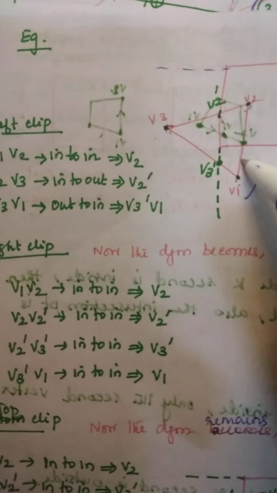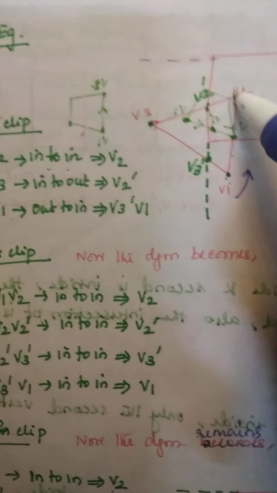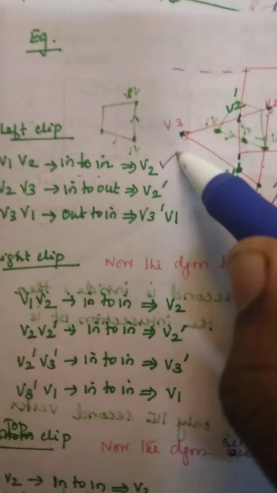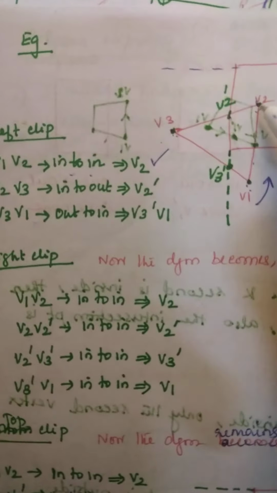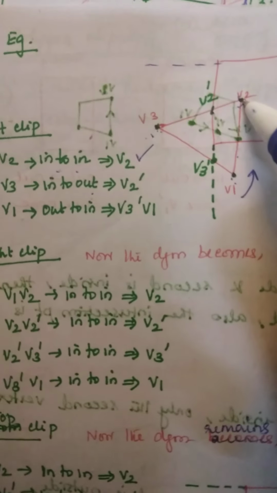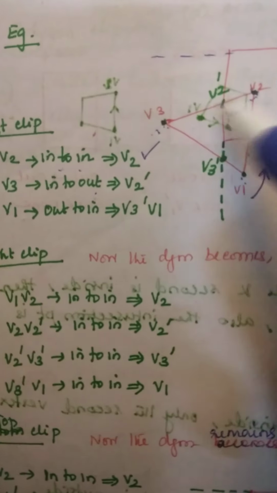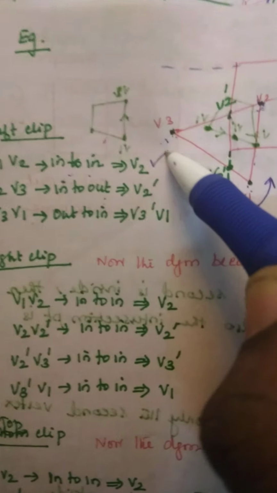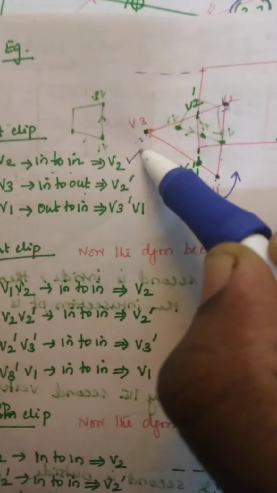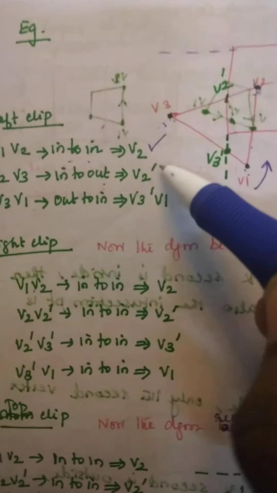So what we need to do, in to in, means save V2. So we are saving this V2 only. Then the next thing is V2, V3, in to out. This line is in, this line is out. So the diagram flows in this direction, in to out. So what we need to do, in to out, we have to save the intersection point, that is V2 alone.